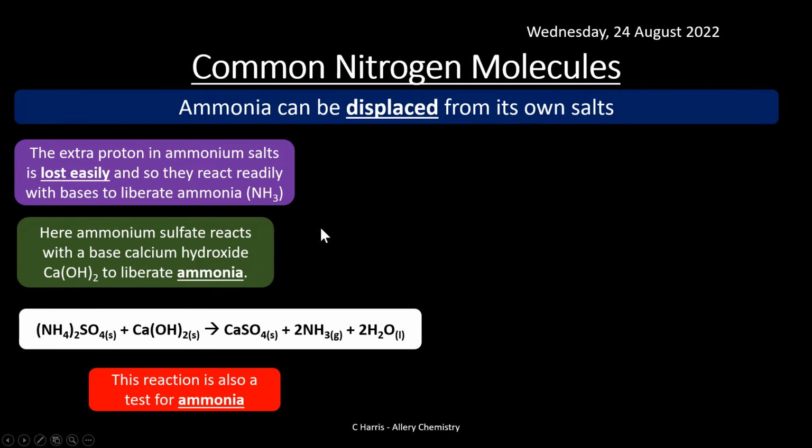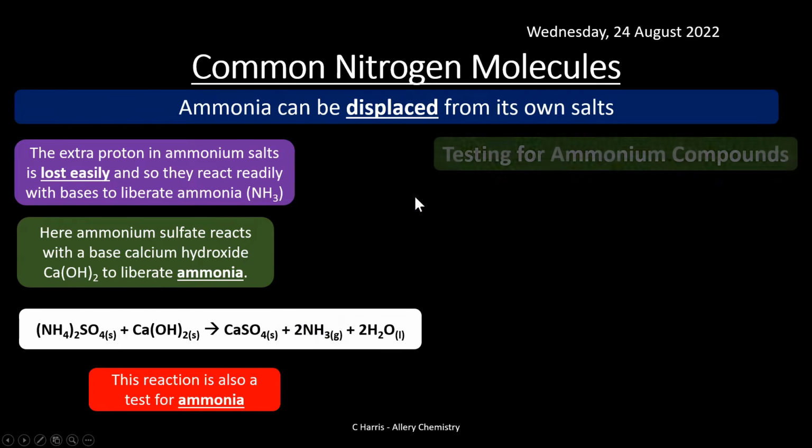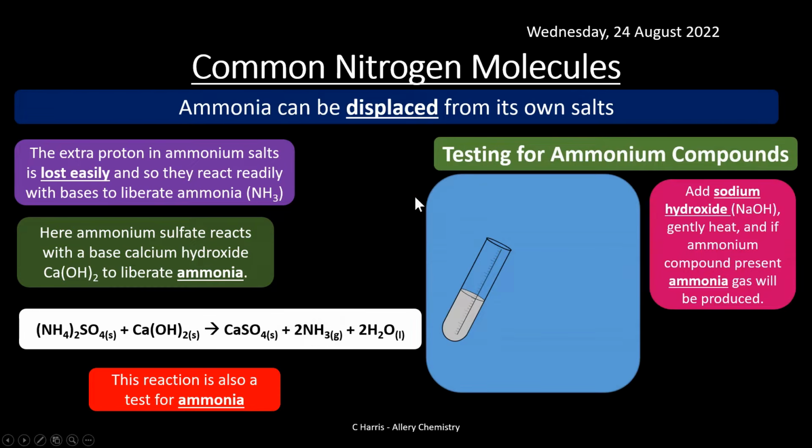Now, this reaction is also a test for ammonia. We can test for these ammonium compounds by adding sodium hydroxide and gently heating it. If an ammonium compound is present, then we will get ammonia gas being produced. So this reaction is a test for ammonia. We can obviously add calcium hydroxide to an ammonium compound, like an ammonium salt, and we'll produce ammonia. And this is the test that we can do to try and detect ammonia.